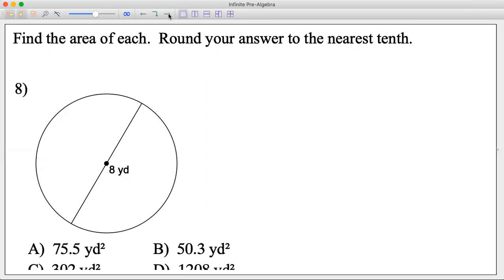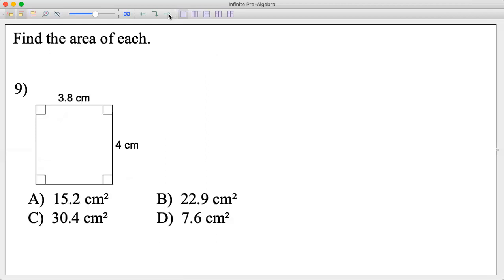Now we come to all of our shapes. Many of you are going to need to write these down because you don't have them memorized. It will trick some people.